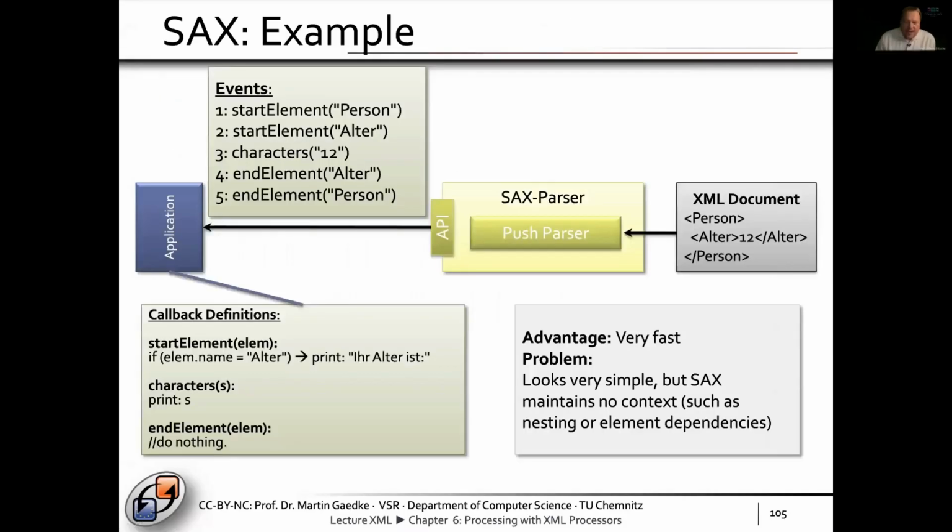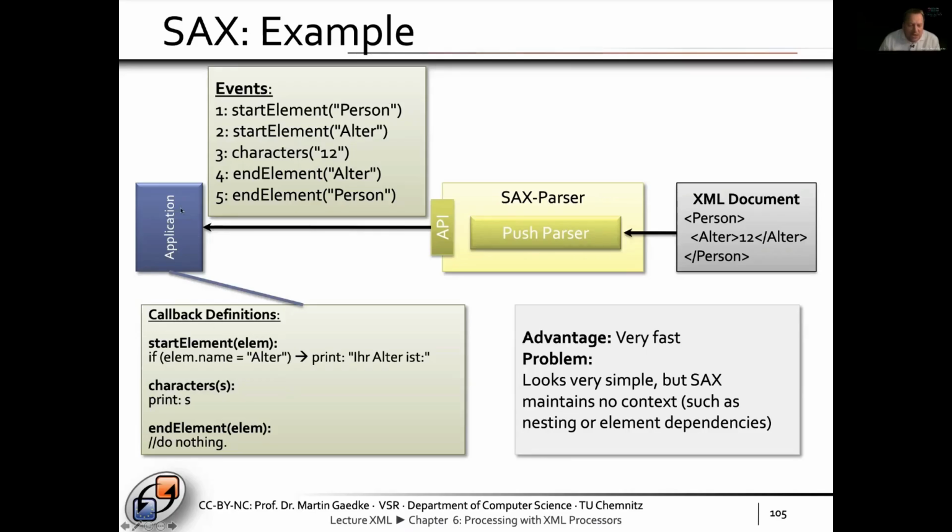So how does it look? Let's think about a very simple XML document. This one here to the right, having the root element person, a sub element alter, or age if you like, 12, some characters, an end alter and end person element. So this is the document which we feed into the push parser, the SAX parser, and the program that we develop is written here, the callback definitions.